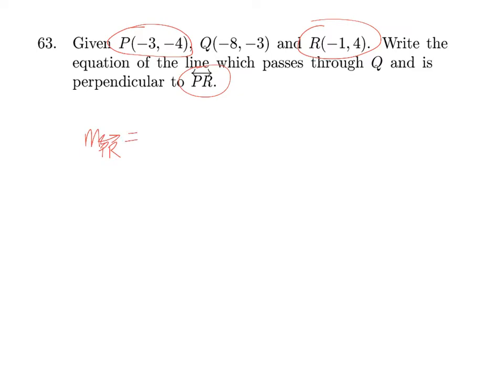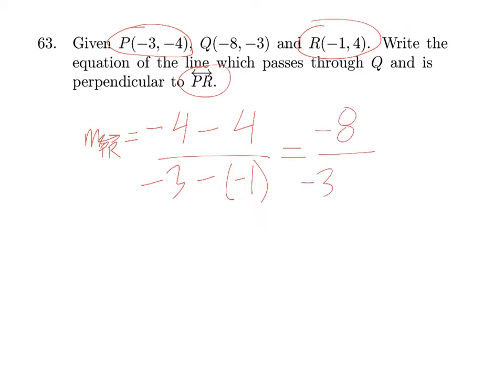So it's y1 minus y2, so negative 4 minus 4, and then x1, negative 3, minus x2, which is negative 1. You could do it in a different order, put the 2's first and the 1's second. You'll still get the same result. So you get negative 8 over negative 3 plus 1. So I have negative 8 over negative 2, which is 4. All right, so my slope is 4.